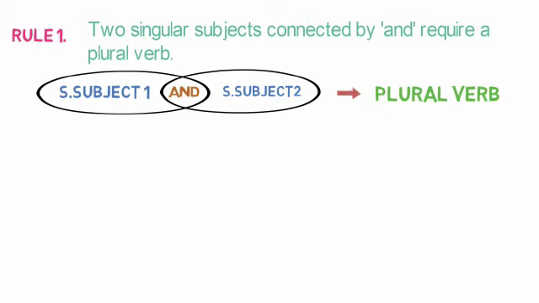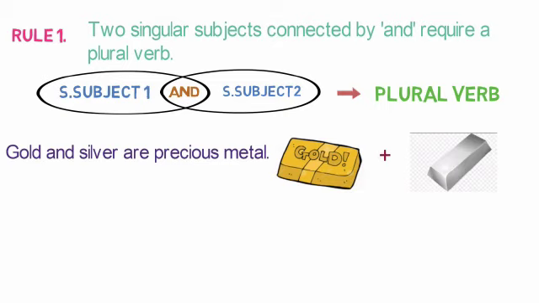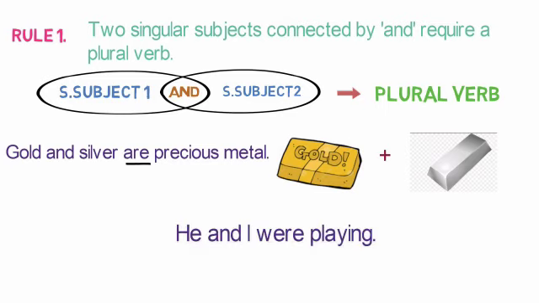For example, gold and silver are precious metals. Here, gold and silver are singular subjects, but combining them both makes the meaning of those words plural. So we used are, which is plural form. Let's look into one more example.